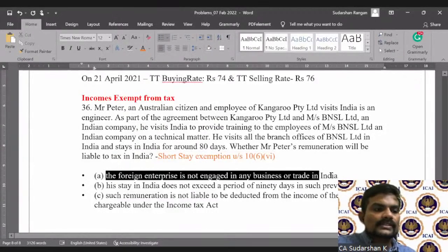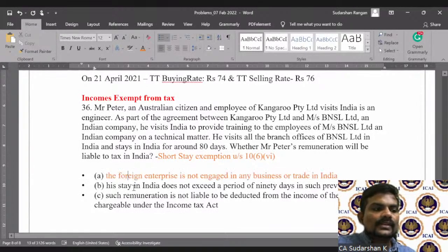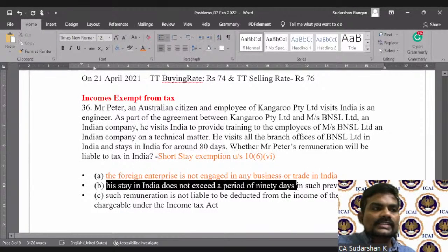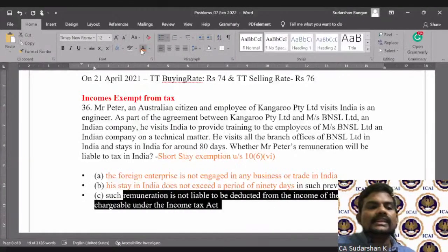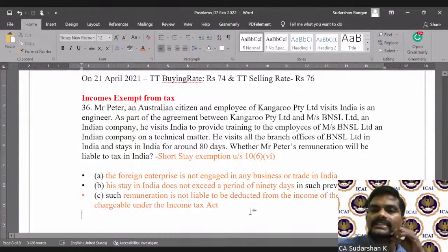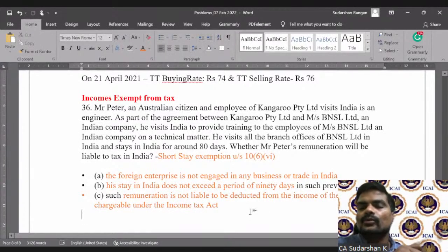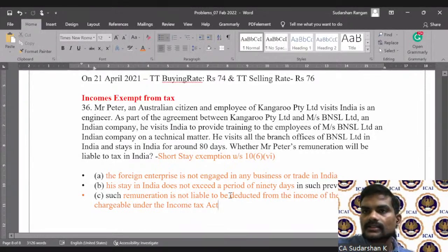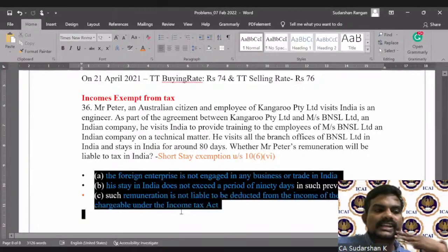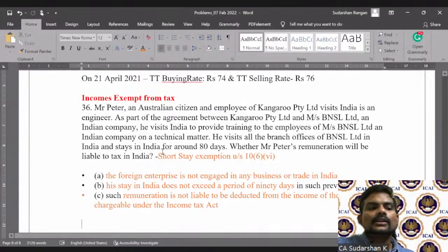That is, the foreign enterprise is not engaged in any business or trade. The employee's stay does not exceed 90 days. And the employee's remuneration is not liable to be deducted from the income of the employer chargeable under the Indian Income Tax Act. So when will you deduct? Only if you have operations in India. Otherwise, this will not be deducted under the Indian Income Tax Act. This will only be deducted under the foreign company's local legislation. So if all these three conditions are satisfied, then you can take a short stay exemption.